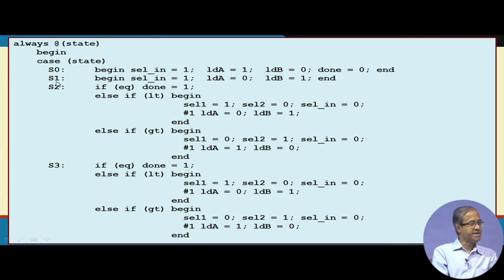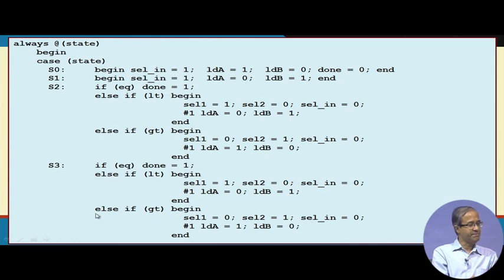And when you are in S1 going to S2, you have to load B. So, load B is 1, again select 1 is 1, and here when you are in S2, S3 or S4, it is the same. You check the conditions. If it is equal, you activate the done signal, else if it is less than, then you select B in the first multiplexer and A in the second multiplexer, load B, result will go back to B. Else you select A in the first multiplexer, B in the second multiplexer, subtract, you activate load A, result will go back to A.